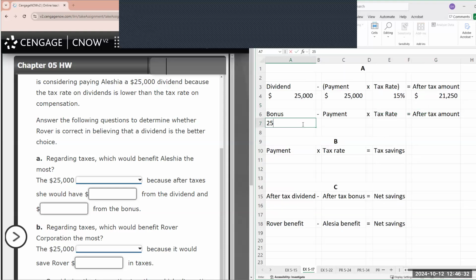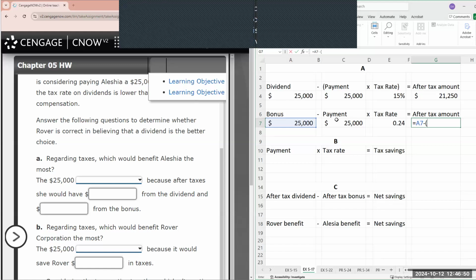There's a bonus of $25,000. And then we factor in the payment in comparison to her tax rate, which is 24%. So the after-tax amount will be as follows: 25,000 minus the 25,000 times the tax rate of 24%.